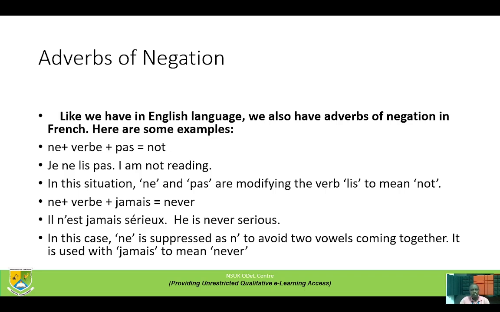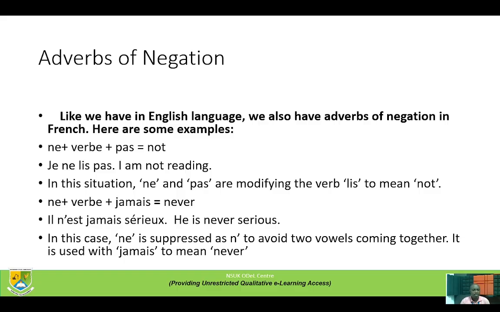Adverbs of negation. Like we have in English, we also have adverbs of negation in French. Here are some examples. Ne plus verb plus pas. That means not. In order to get not in French, we have to put ne and pas by the side of the verb. That is, ne comes before the verb, and pas comes after the verb. Je ne lis pas. I am not reading.